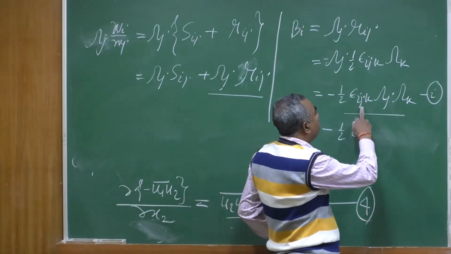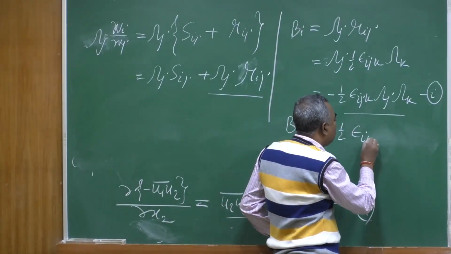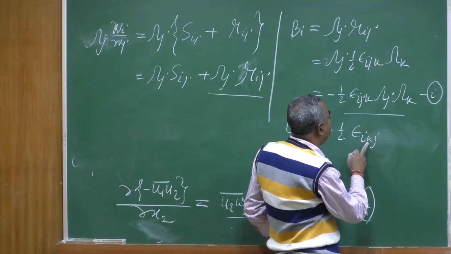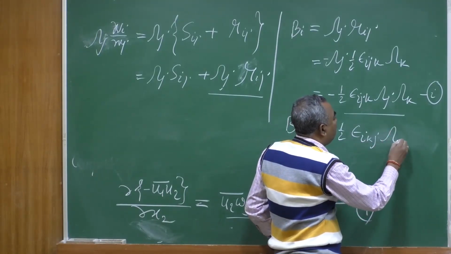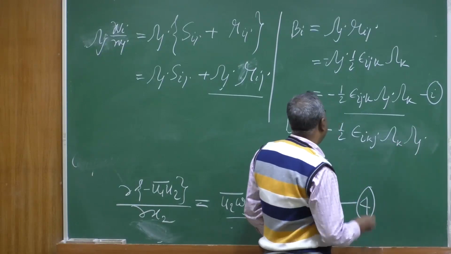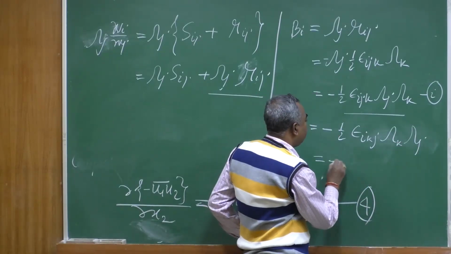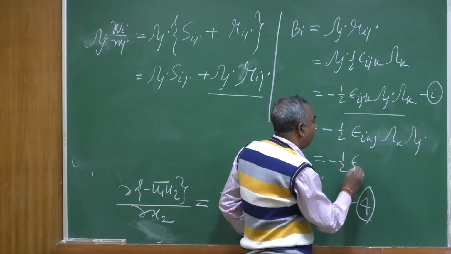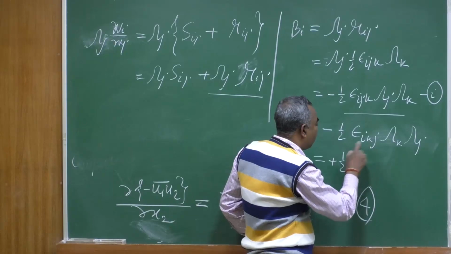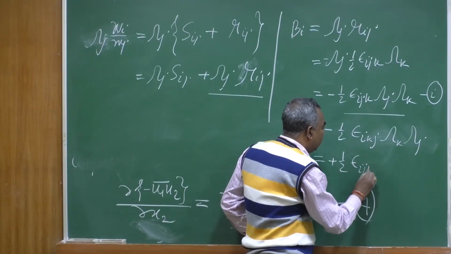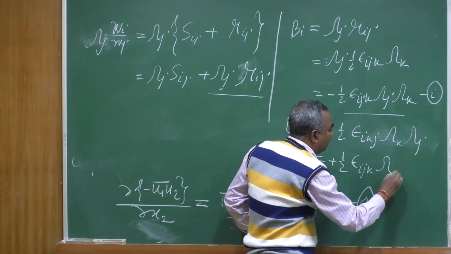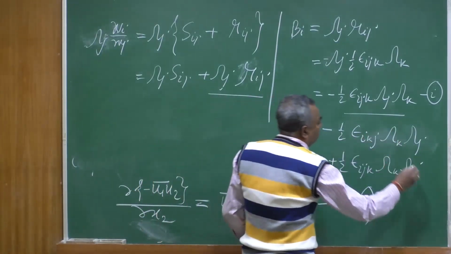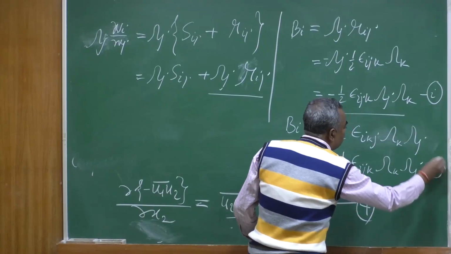So, I can write k in place of j and j in place of k. Then I can write minus half epsilon I k j, and this is k j. Okay. Now, you see this is equal to minus epsilon plus, so one minus it will come here, j k, and this is k j. So, let us say this is your this.